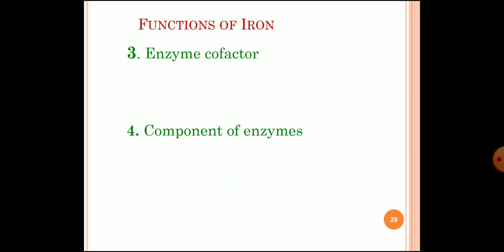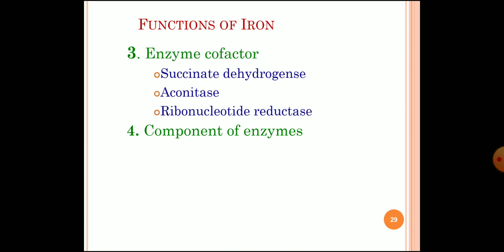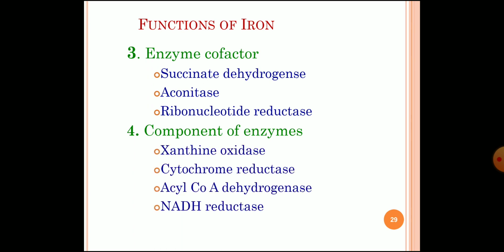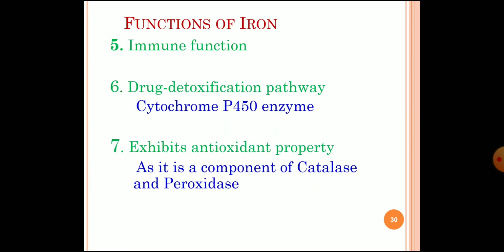Then iron as an enzyme cofactor and a component of enzymes. We have already mentioned that it acts as a component of enzymes. As a cofactor: succinate dehydrogenase, aconitase, and ribonucleotide reductase. As a component of an enzyme: xanthine oxidase, cytochrome reductase, acyl coenzyme A dehydrogenase, and NADH reductase.